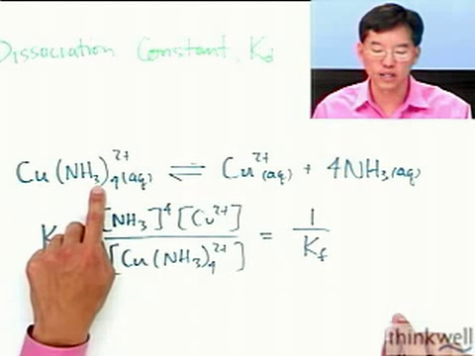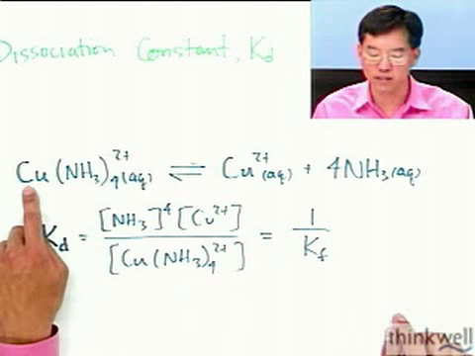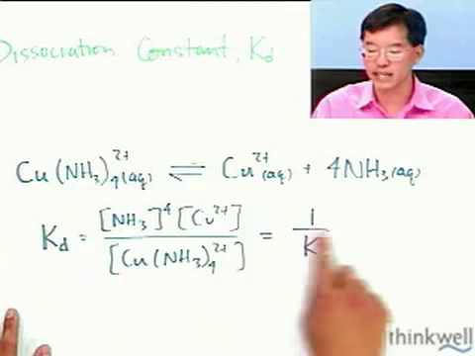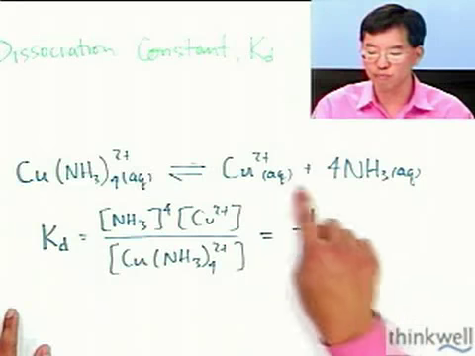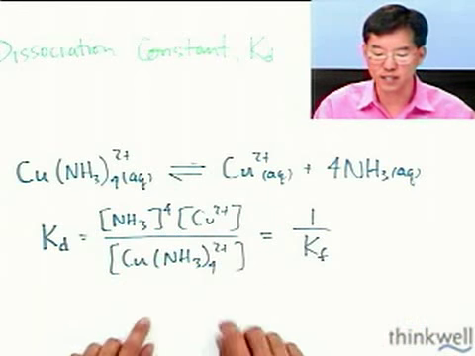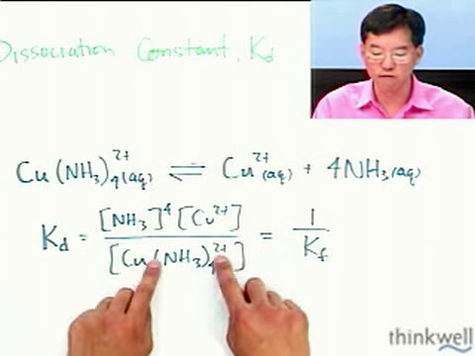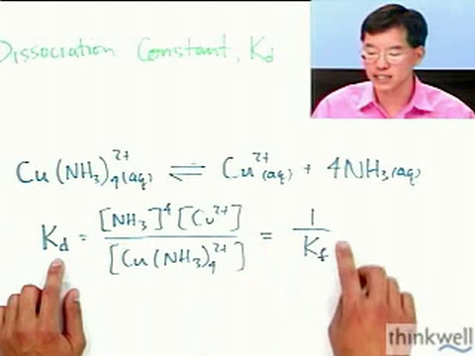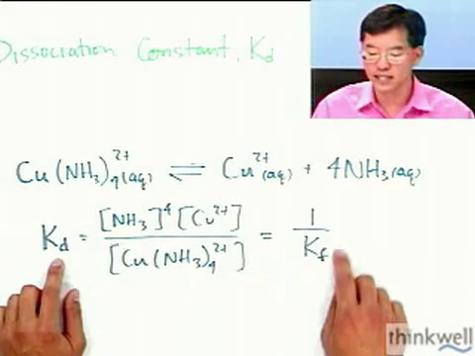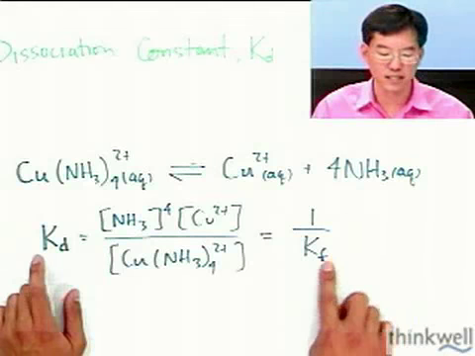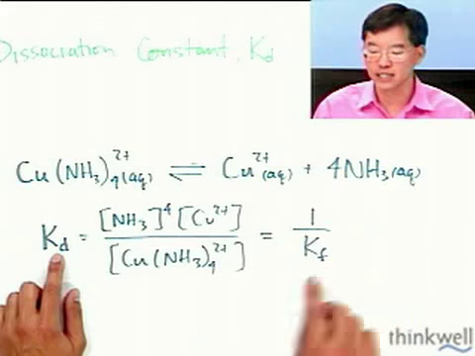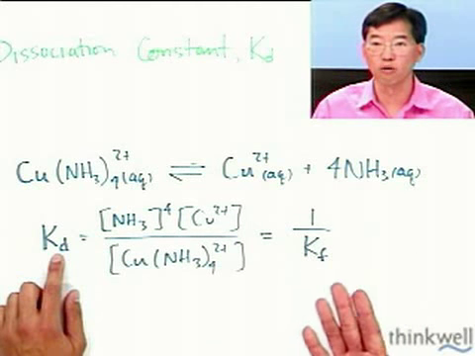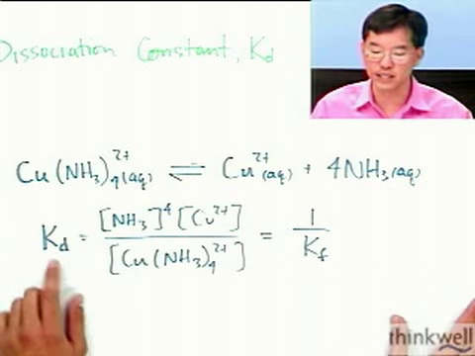So take the tetraammine copper 2+, and it dissociates to form copper 2+ in aqueous solution plus 4 ammonias. Being the reverse reaction, we write the equilibrium expression as 1 over what it was before, and so clearly K sub D, the dissociation constant, is just 1 over the formation constant. Some books will list formation constants, some books will list dissociation constants, but you can see that they're intimately related to each other, and so you don't need to know both, you only need to know one.